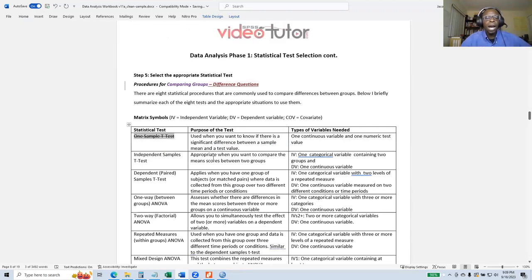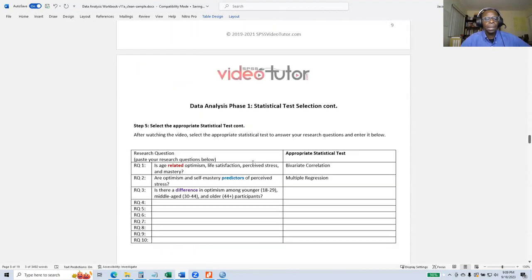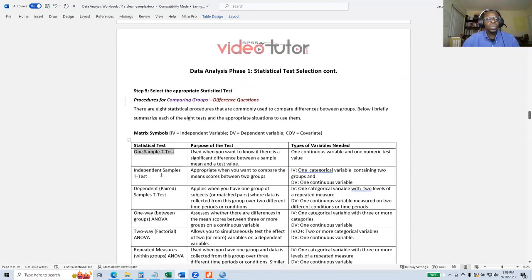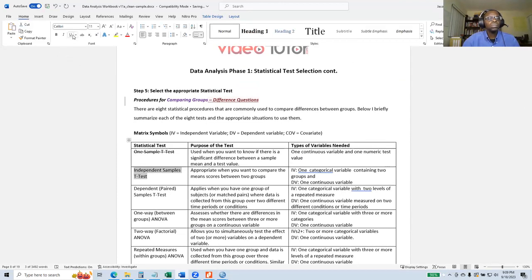Independent sample t-test. Appropriate when you want to compare the mean scores between two groups. So is there a difference in optimism among younger, middle-aged, and older participants? That's three groups. That's not two. So this one is out.